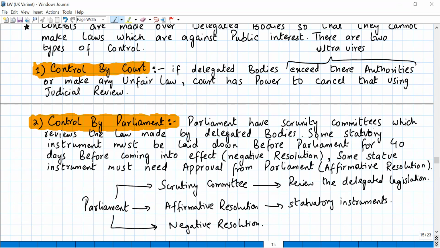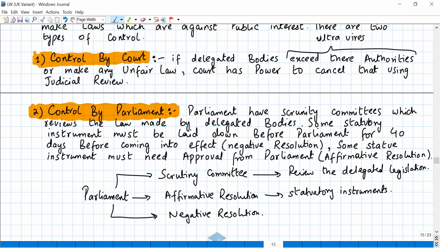So if a delegated body is creating a law by exceeding their authorities, or making any unfair law, or making the law against the public interest, then the court has power to cancel that law using judicial review. Now, if it was primary legislation, the court did not have any power, right? Court cannot even question the validity of an act.